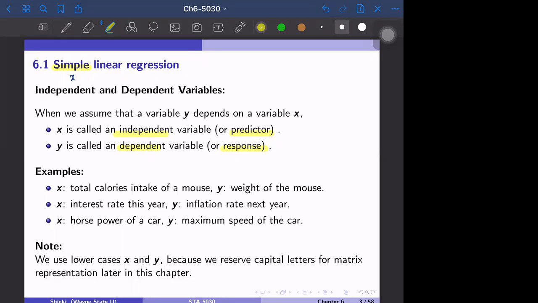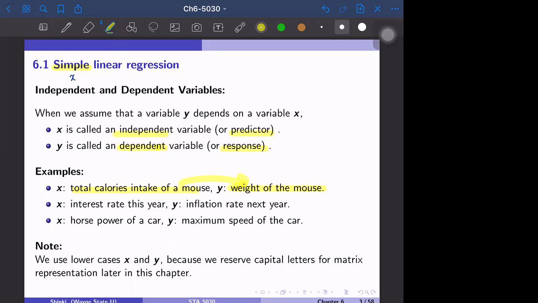For example, x is the total calorie intake of a mouse, and y is the weight of the mouse. It does not necessarily mean x affects y, but sometimes we would like to explain y by x. If a mouse takes more calories, then probably the weight gain is more.